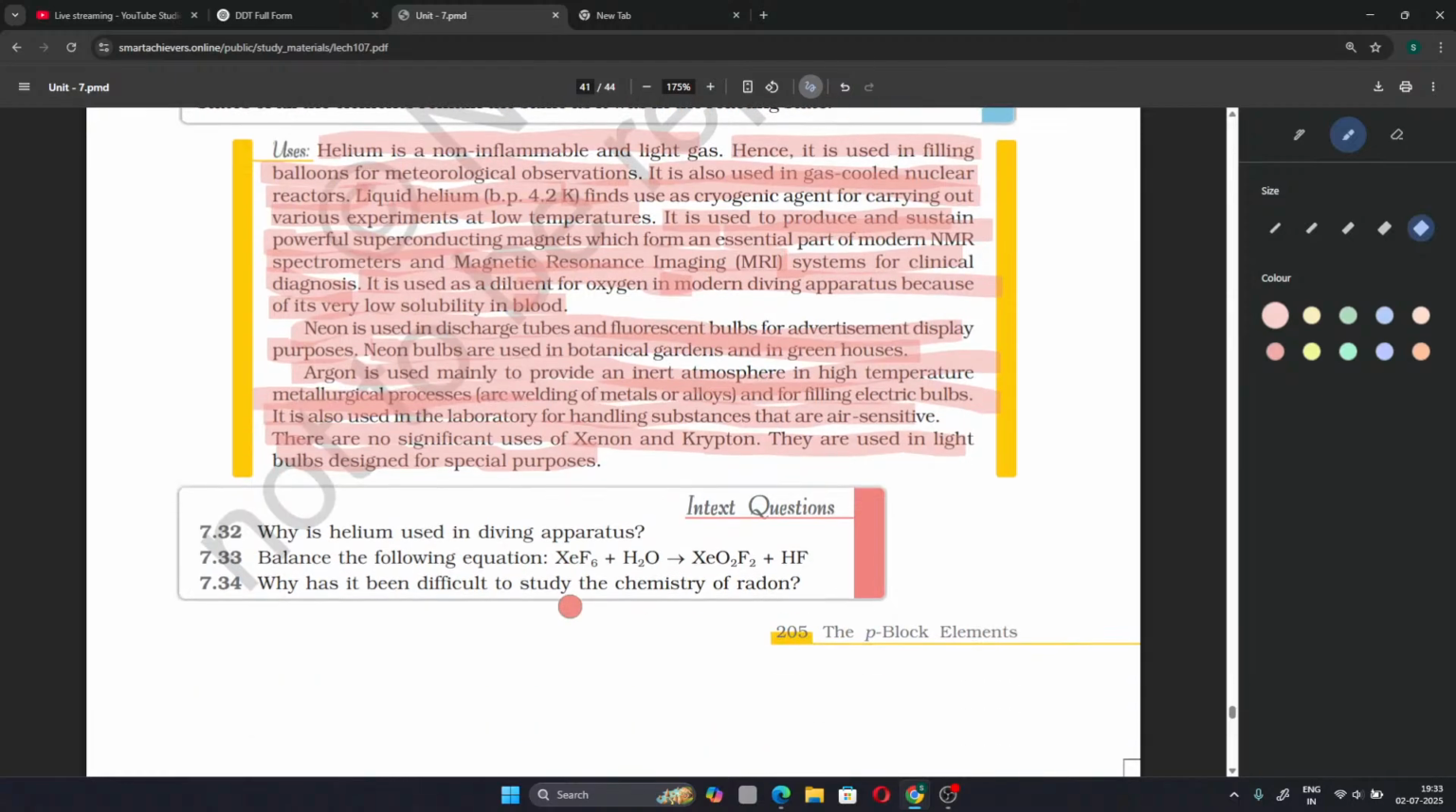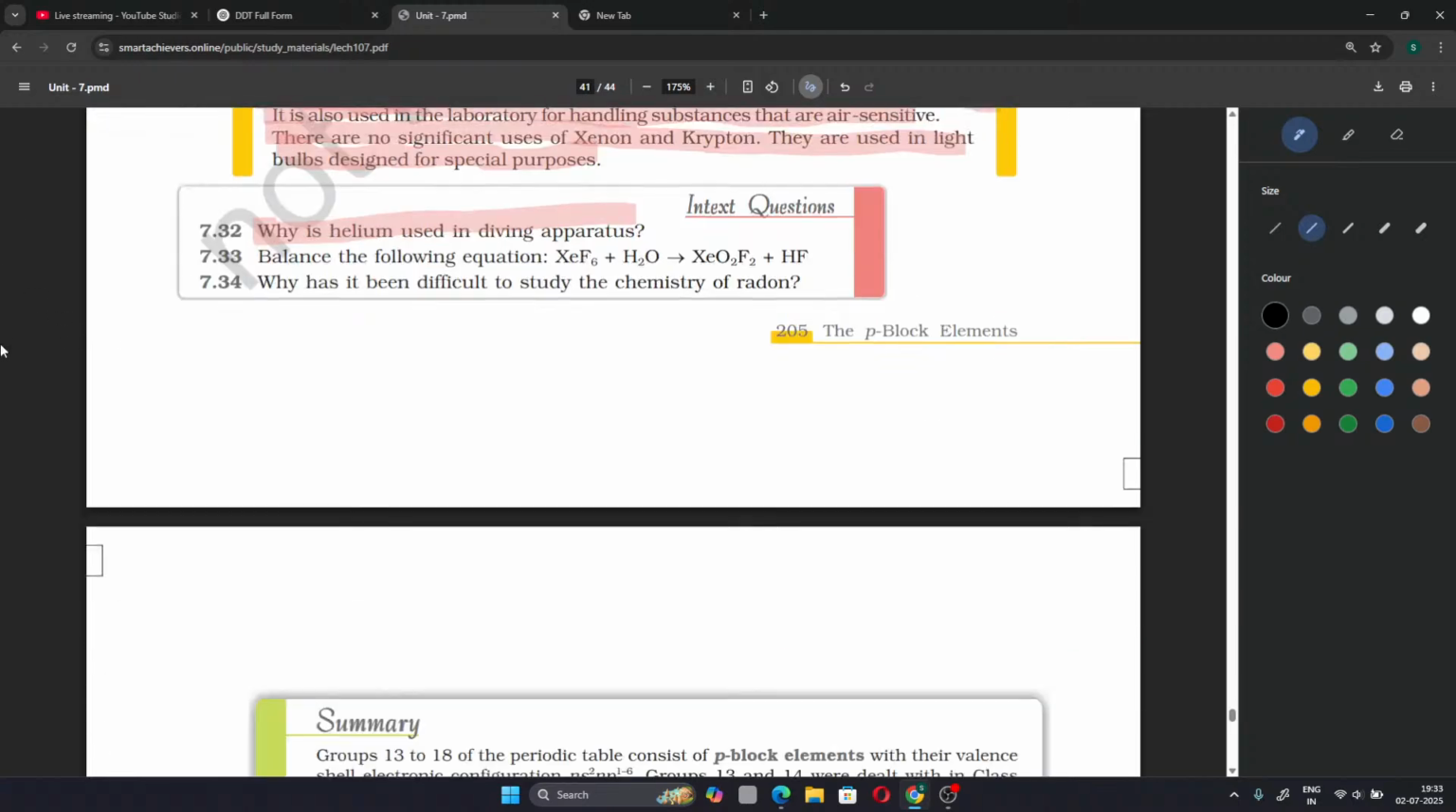In-text question: why is helium used in diving apparatus? We saw this in our solutions chapter, where solubility is directly proportional to pressure in gases. As we dive deeper into the sea, the pressure on us increases.